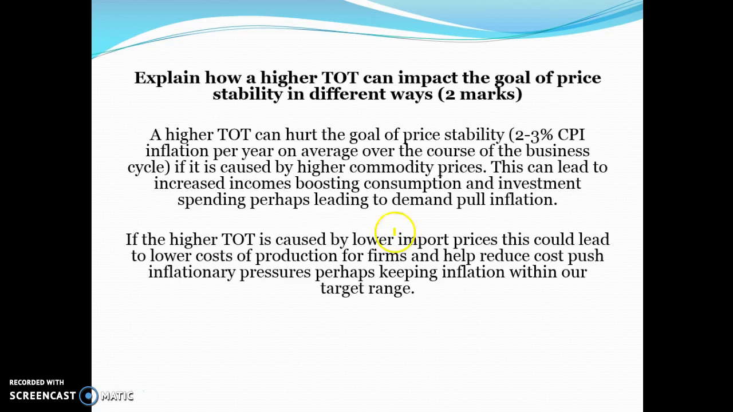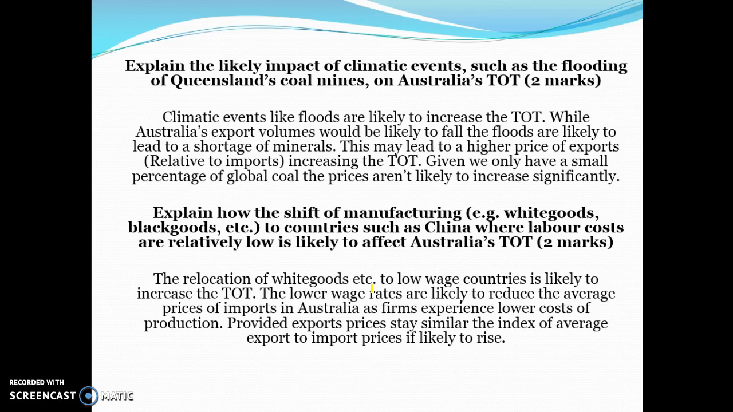Last couple of questions. Explain how the higher terms of trade can impact price stability. So first define the goal, 2 to 3% CPI on average over the course of the business cycle. Don't mention the trading partners part of the definition. If it's caused by higher commodity prices, this can lead to increased incomes, can boost consumption and investment, and that can lead to demand pull inflation. But if it's caused by lower import prices, this should help lower firms' costs of production and help reduce cost-push inflationary pressures, which should help to keep inflation within our target range.